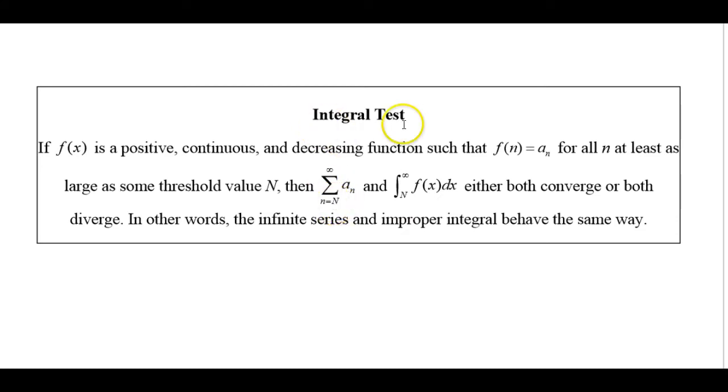So in order to apply the integral test, I do need a series, I do need a function that is always positive, and then I would need that function to be continuous and decreasing in order to apply this test. Alright, let's do the first example. Use the integral test to determine whether the sum from n equals 1 to infinity of n over n squared plus 1 converges. So before we do this problem, let's talk about when to use the integral test.